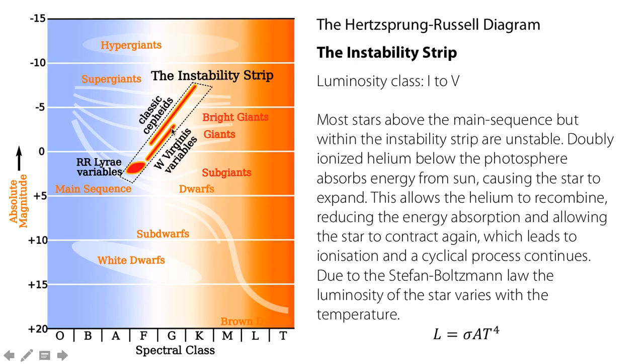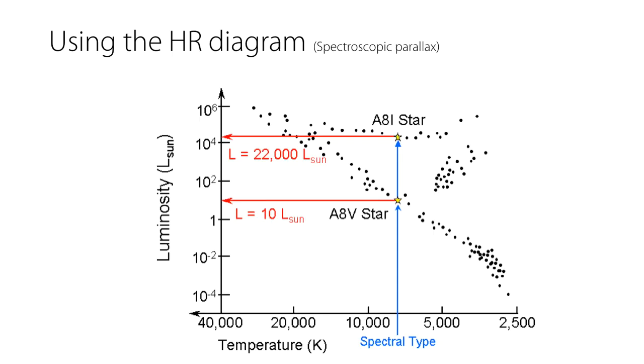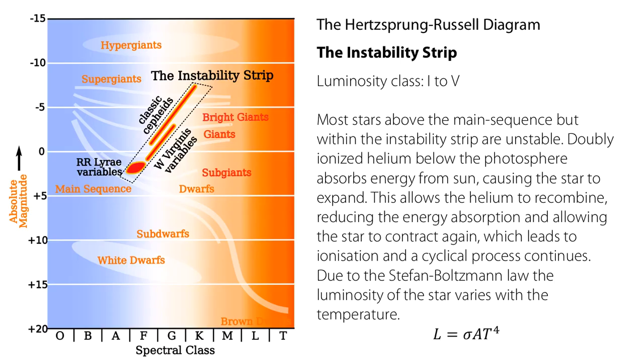So that was a basic introduction to the Hertzsprung-Russell diagram. One application of the Hertzsprung-Russell diagram is to actually find the distance to stars. Because if you look at the stellar spectra, you know the temperature, and you know the luminosity class. You know, is it a white dwarf, is it a dwarf, is it a subgiant, etc. And you can use this information here.